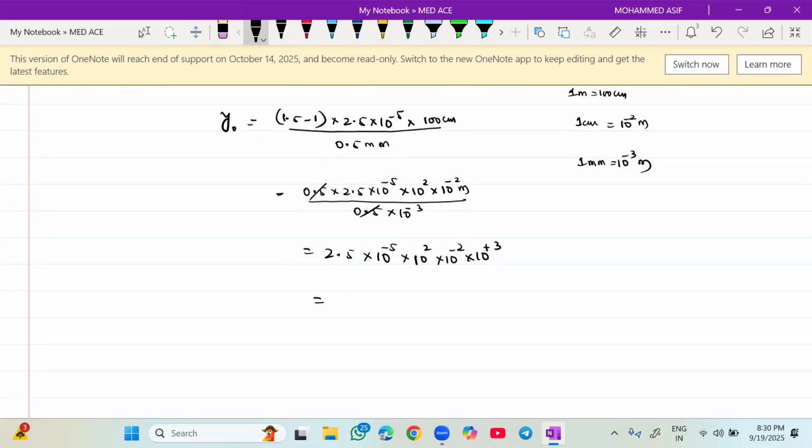Okay. So simplify it. See how much I'm getting. 2.5 into 10 power minus 5 plus 2, this will be minus 2, into 10 power plus 3. How much I'm getting? 2.5 centimeters. From this one, first tell me in meters because we converted into meters now. So it is 2.5 into 10 power, this plus 2 minus 2 will get cancelled. Minus 5 and plus 3 will be equal to minus 2. That means it will be 2.5 centimeters. This will be the answer.